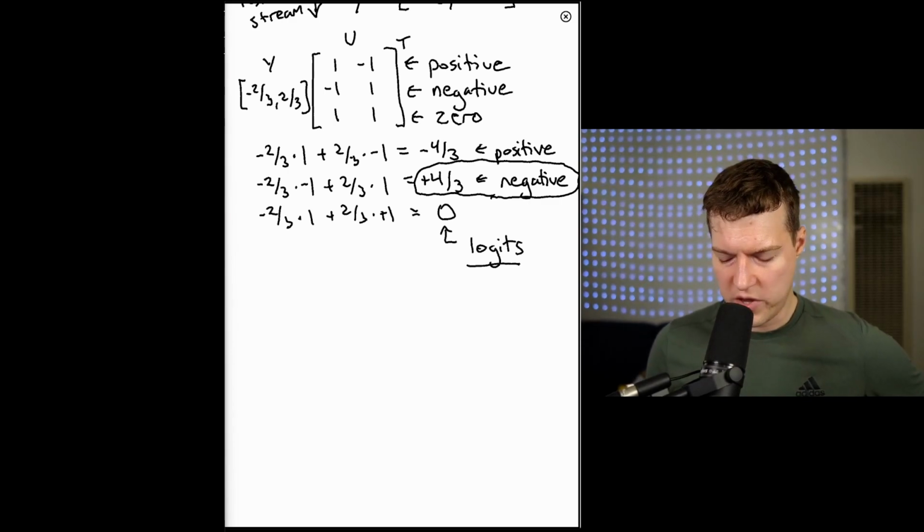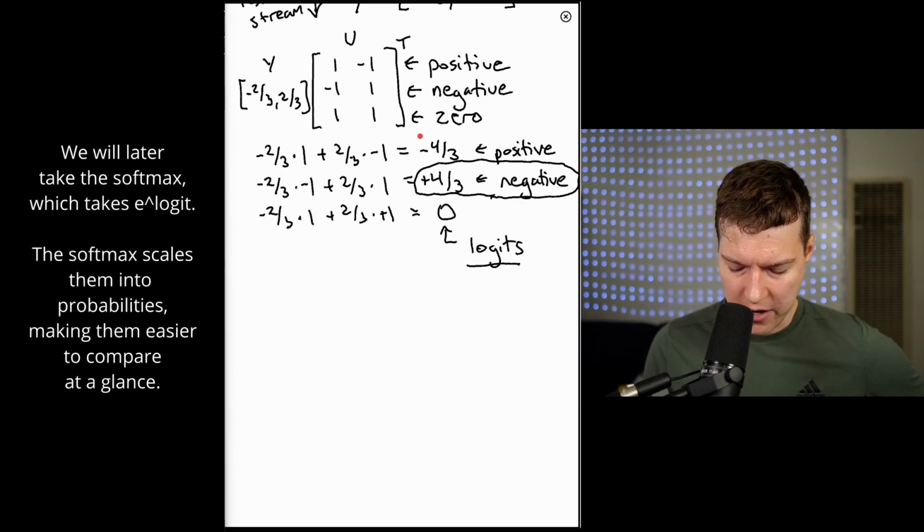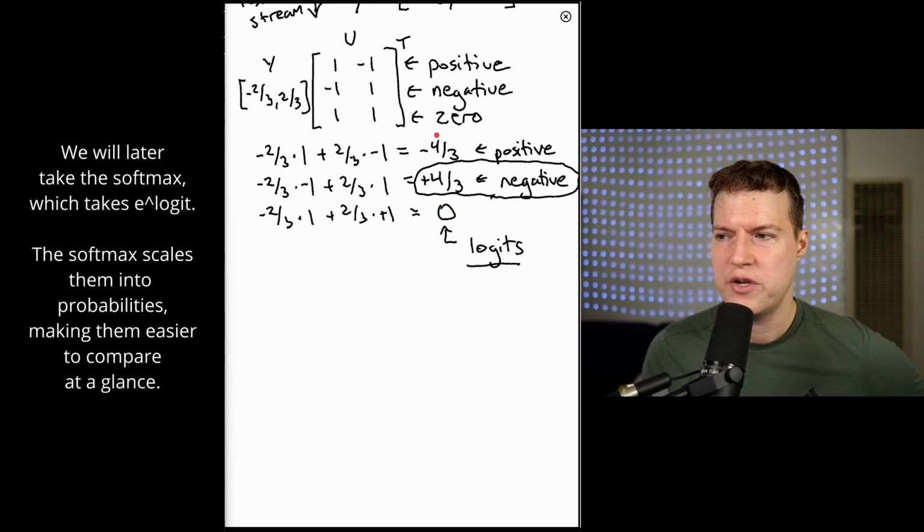They're called logits just because we plan on exponentiating them. Because right now, these three logits, some are negative, some are positive, and it's hard to compare them. And so to compare them, we're going to exponentiate them. We'll see why later.